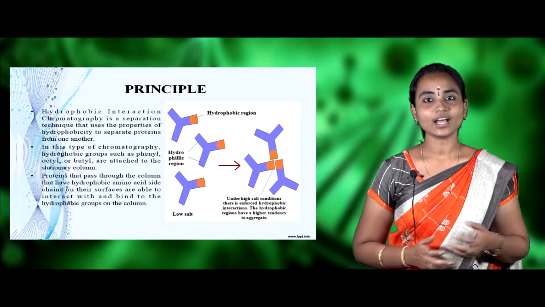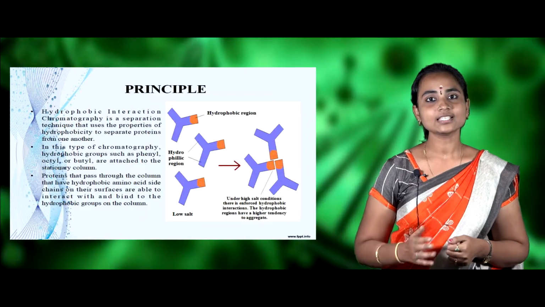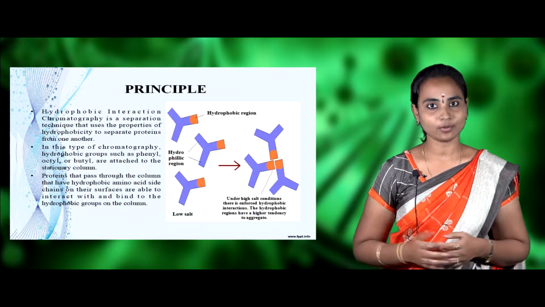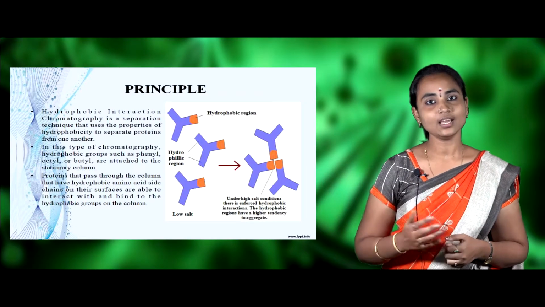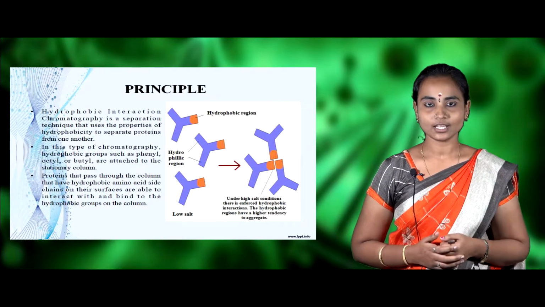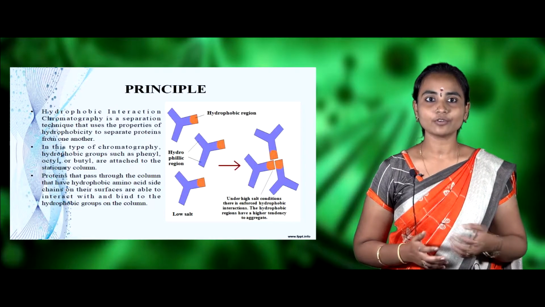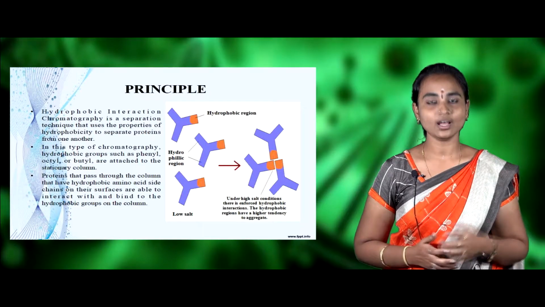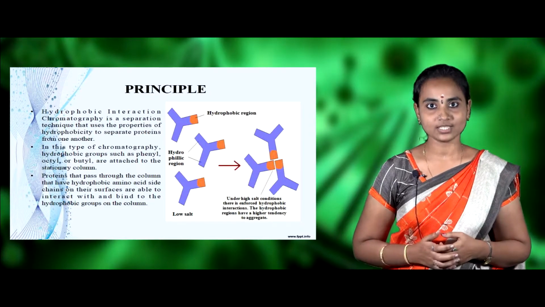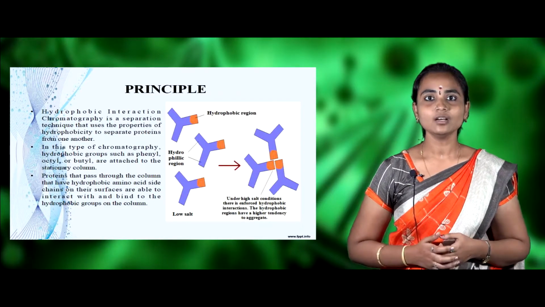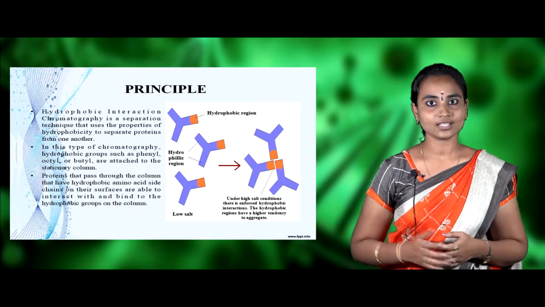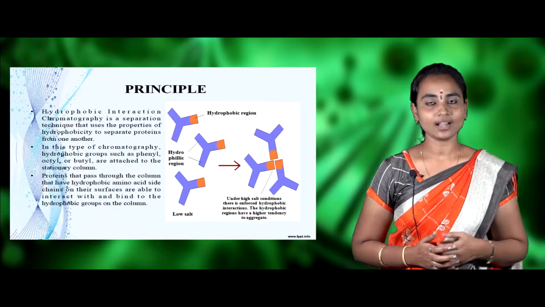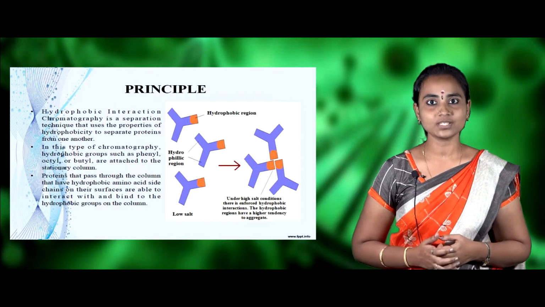Coming to the principle of hydrophobic interaction chromatography, it involves the separation and purification of various biomolecules and proteins based on their hydrophobicity and solubility. In this type of chromatography, hydrophobic groups like phenyl, octyl and butyl are attached to the hydrophobic columns to separate proteins and biomolecules. Proteins are rich in amino acid groups that are hydrophobic in nature, which can easily bind to and be attracted towards the hydrophobic groups in the column.